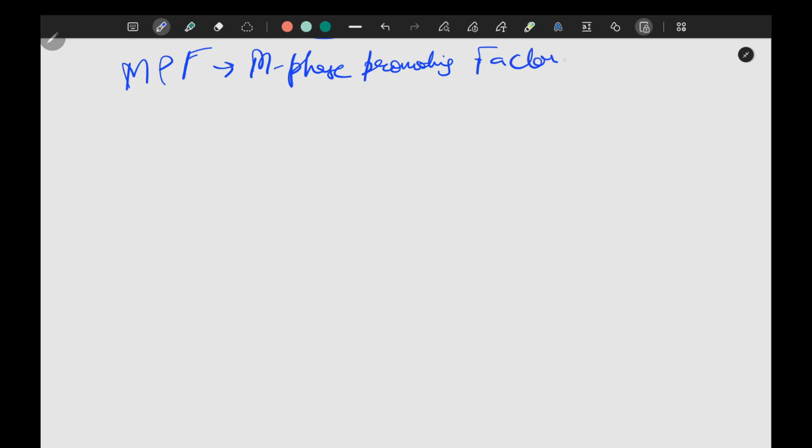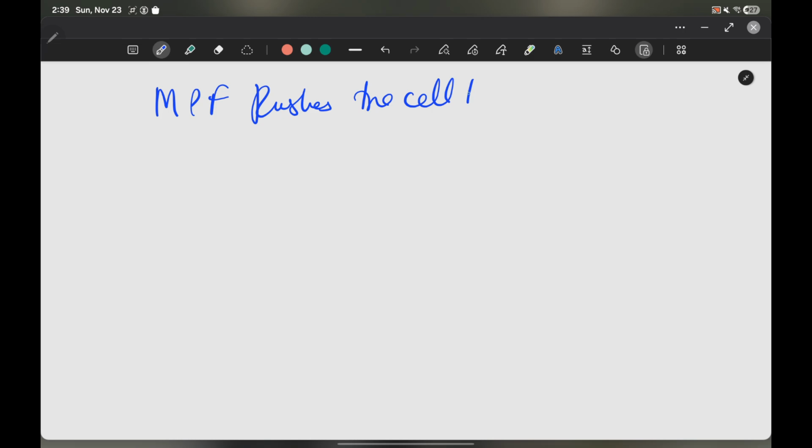but now it has changed its name to maturation promoting factor, because it is the main step to induce the cell from G2 phase to M phase. MPF pushes the cell past the G2 checkpoint.